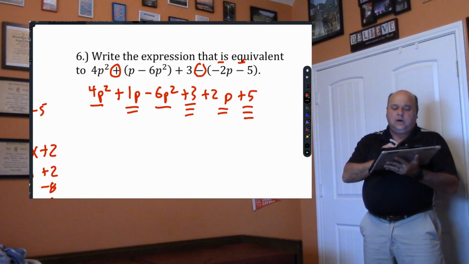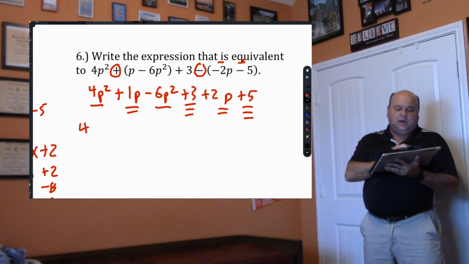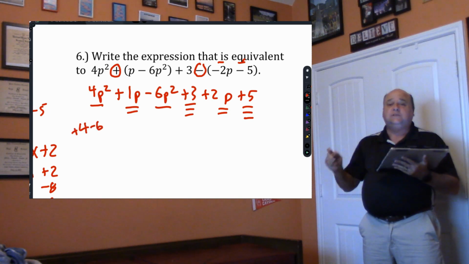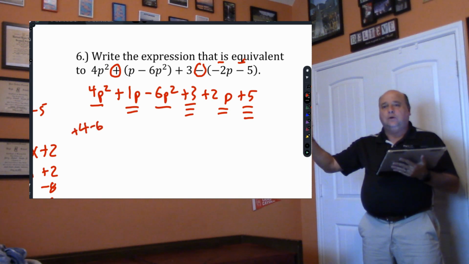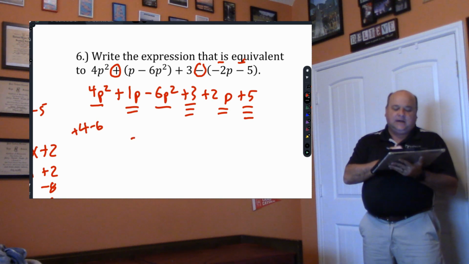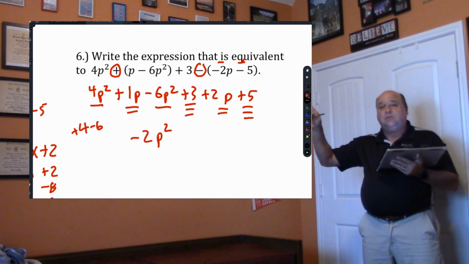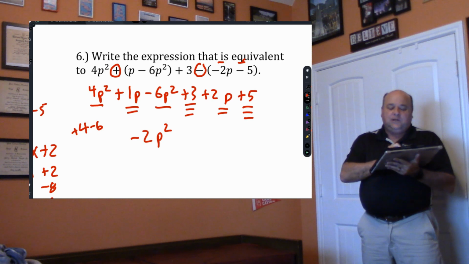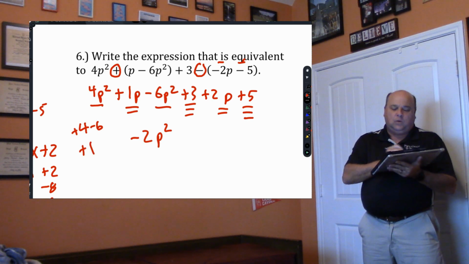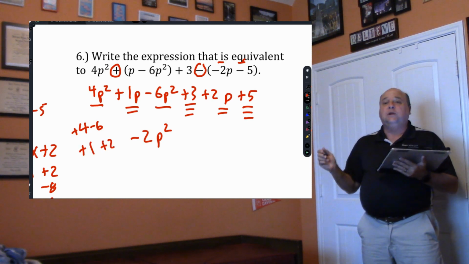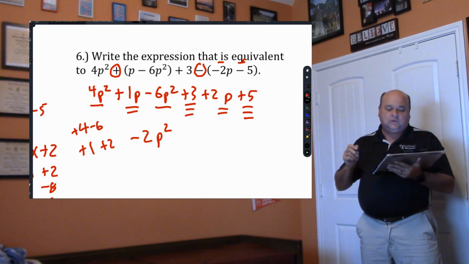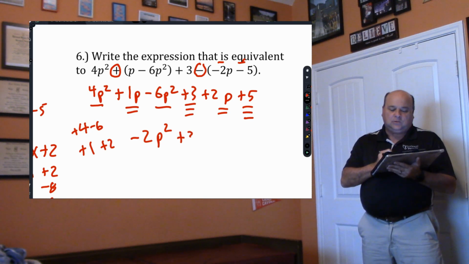So my single underlines, just put it to the side. The single underlines have plus 4 minus 6. Punch that into the calculator. 4 minus 6 is a negative 2. The letter is p. The exponent's 2. So you do the math with the calculator, then write down the letter and the exponent. It doesn't change. The double underlines have a plus 1 and a plus 2. That's pretty simple. 1 plus 2 is 3. So I'm going to have plus 3p.